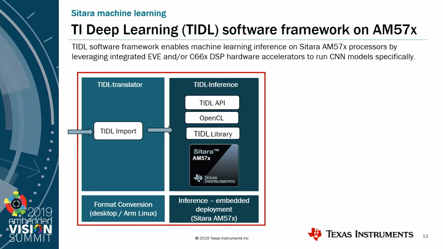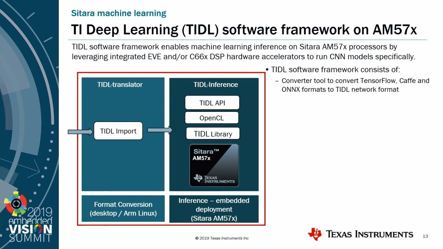So the TI deep learning software framework consists of a converter tool. So after you have trained your network model and generated a graph in one of the formats, the TIDL import tool converts it into a format which is acceptable by the TIDL framework that runs the inference. This import tool is able to do the quantization of weights with 4 to 12-bit accuracy. So we run the inference in a fixed point solution.